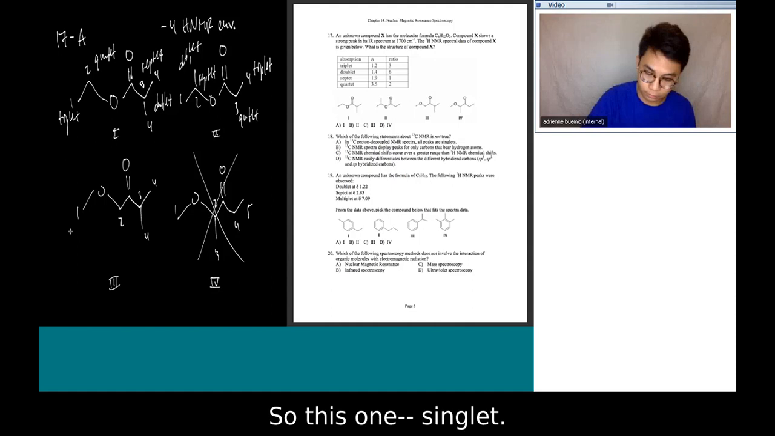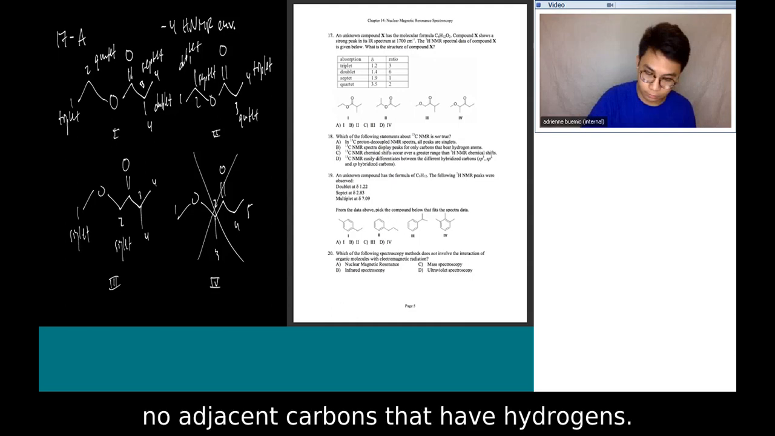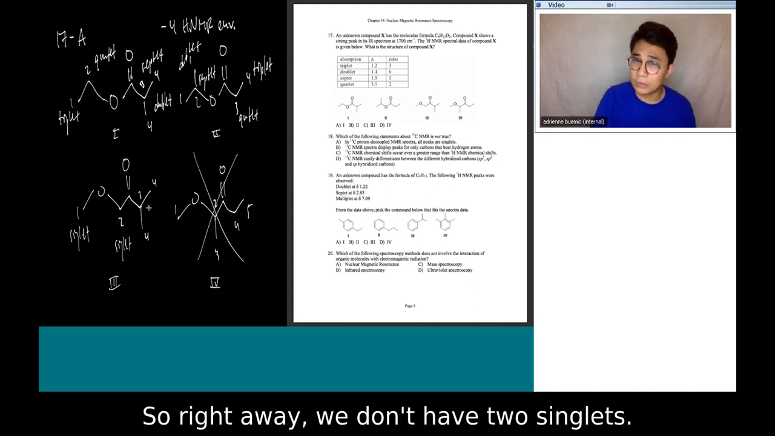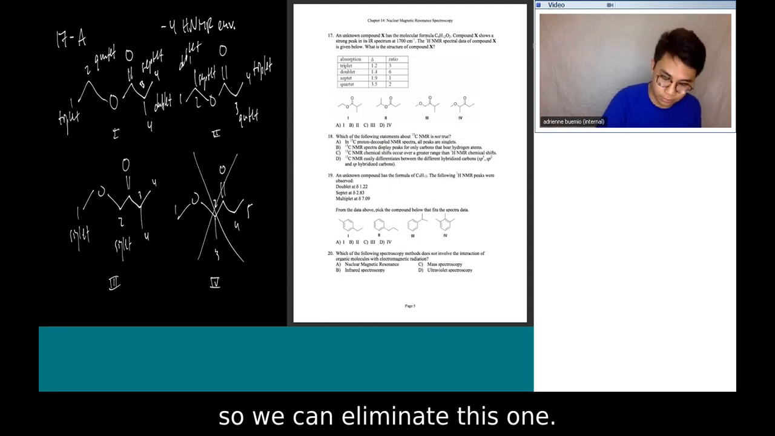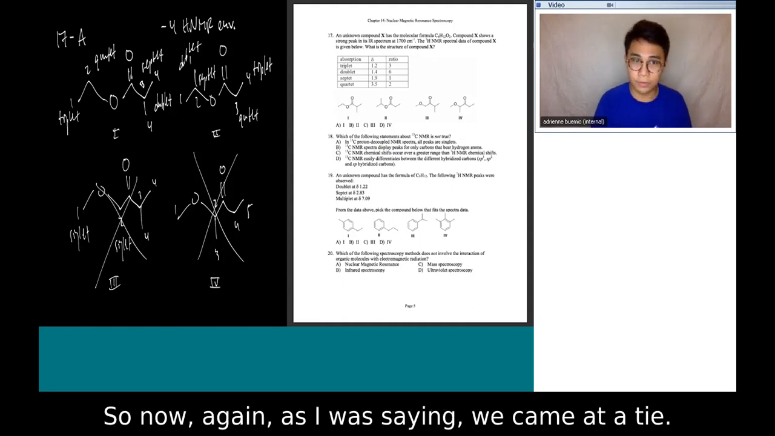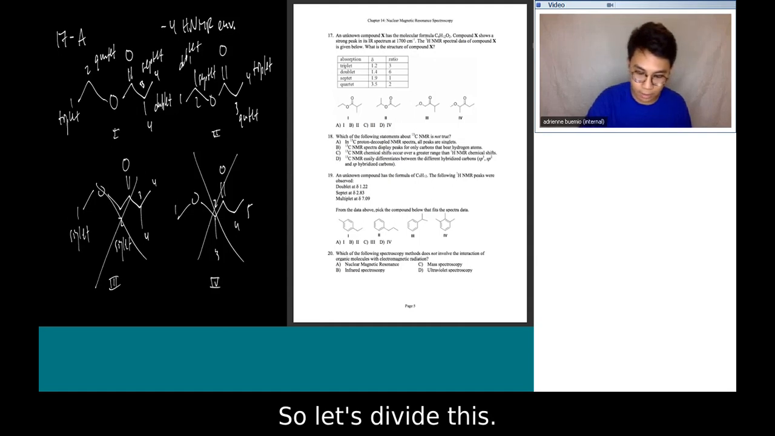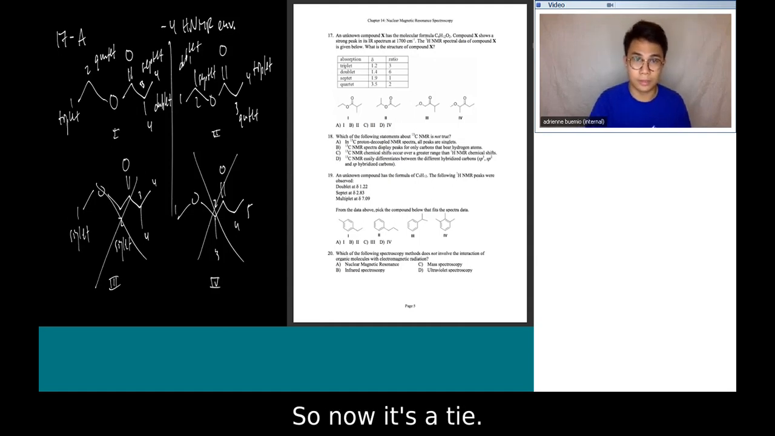So let's look at this one. So this one, singlet. This one, again, is a singlet, right? No adjacent carbons that have hydrogens. So right away, we don't have 2 singlets. We don't even have a singlet at all. So we can eliminate this one. So now, as I was saying, we came at a tie.